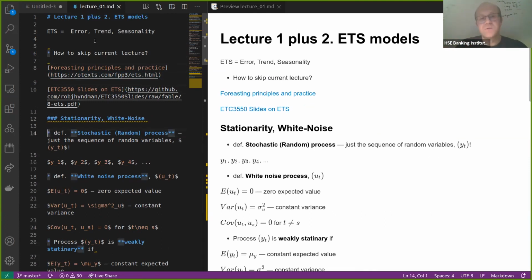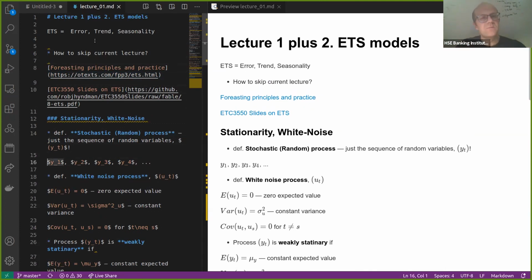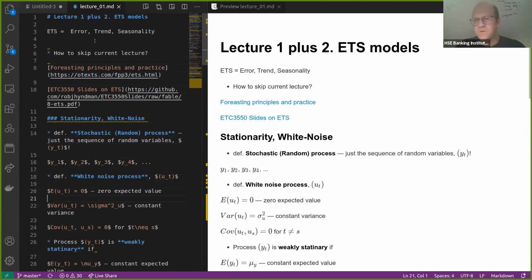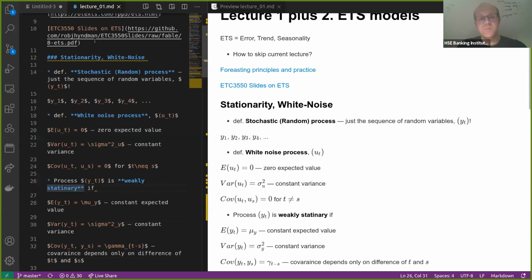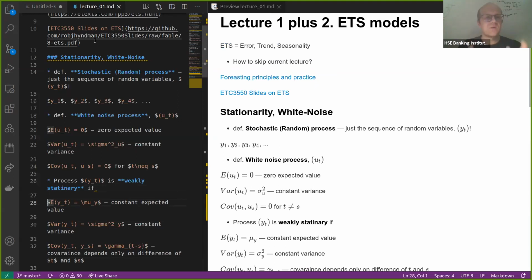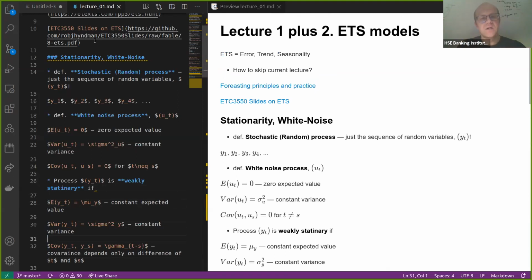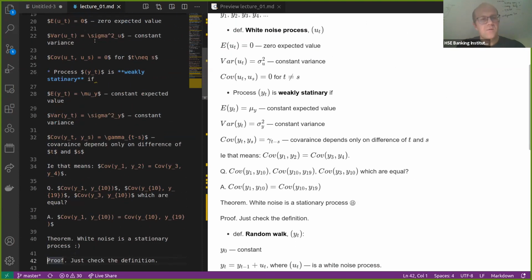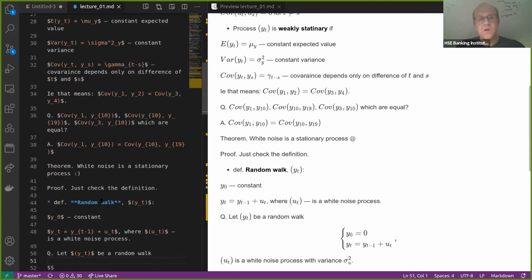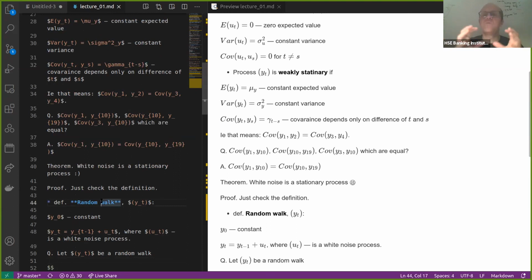Okay, then the definition of stochastic process: just a sequence of random variables. White noise process: a very simple process with zero correlations, with zero expected value, with constant variance. What is a weakly stationary process? A process with constant expected value, constant variance, and covariances that depend only on time difference. Then we gave a definition of random walk, that it accumulates white noises and it is a non-stationary process.